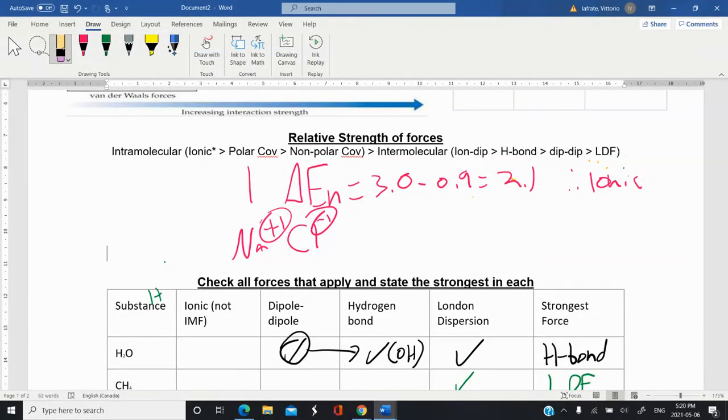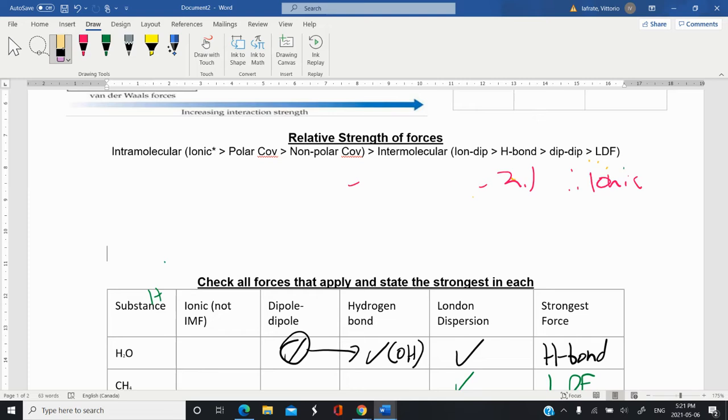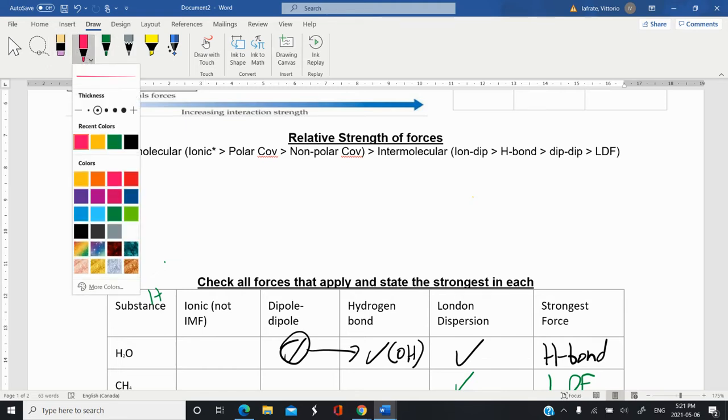Let's try NH3. Notice I didn't use VSEPR to draw out the shape of NaCl because it's not a molecule. NaCl, remember, exists as little crystals, a crystal lattice structure, and so it has a crystal shape as opposed to a molecular shape.